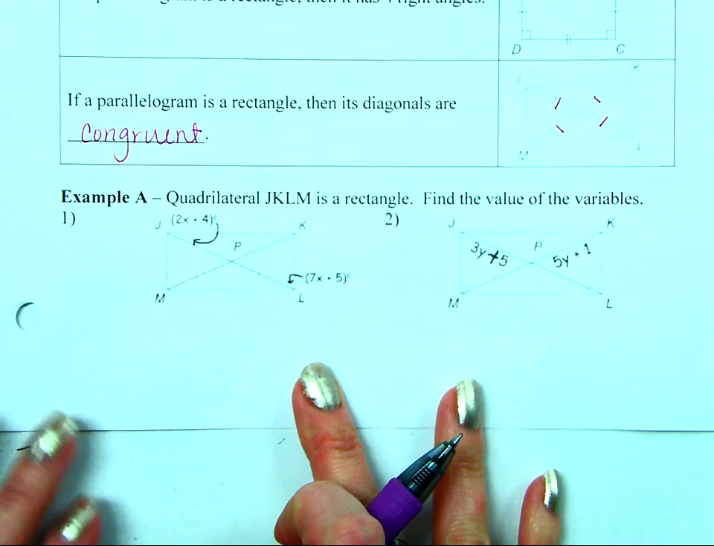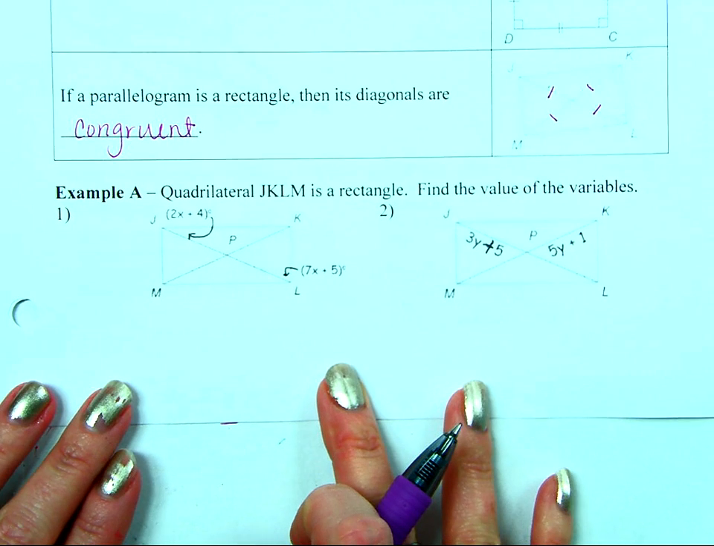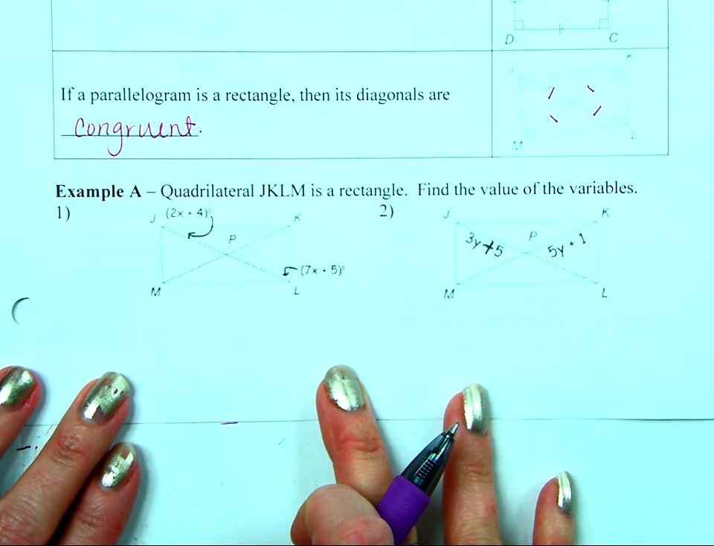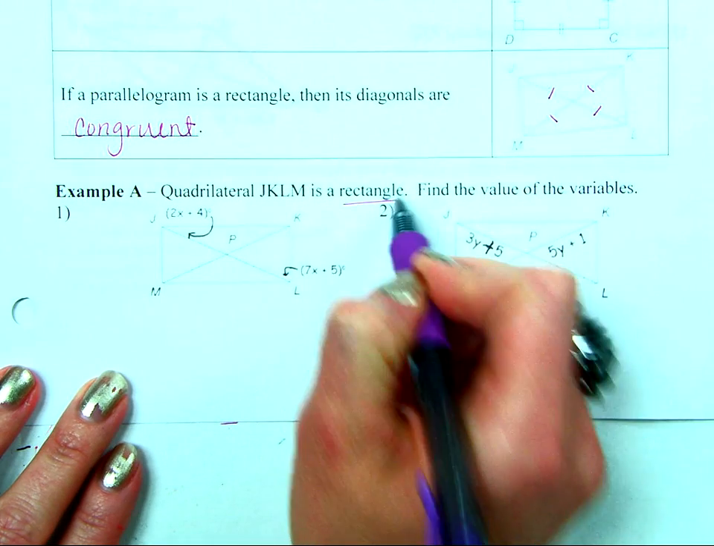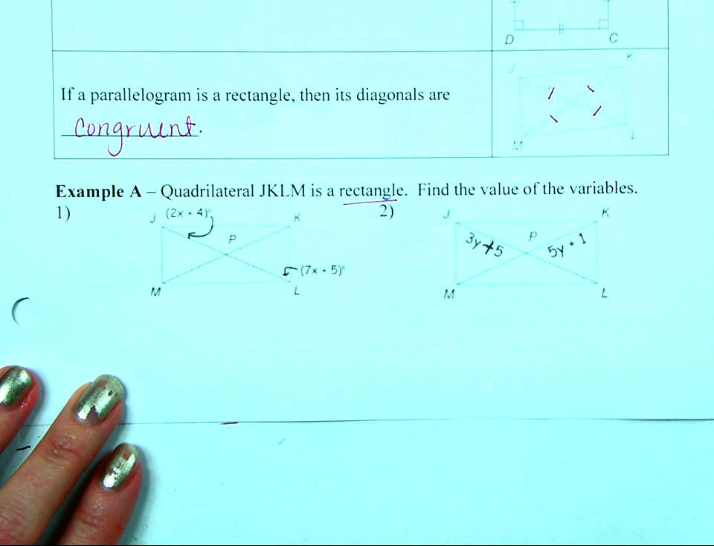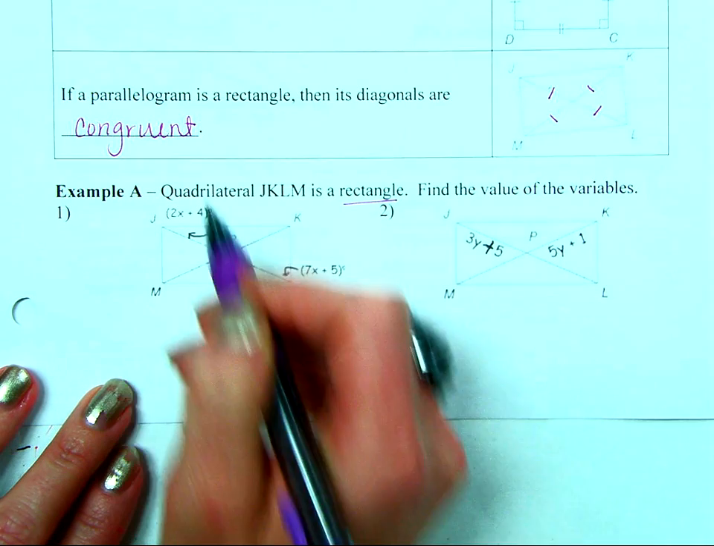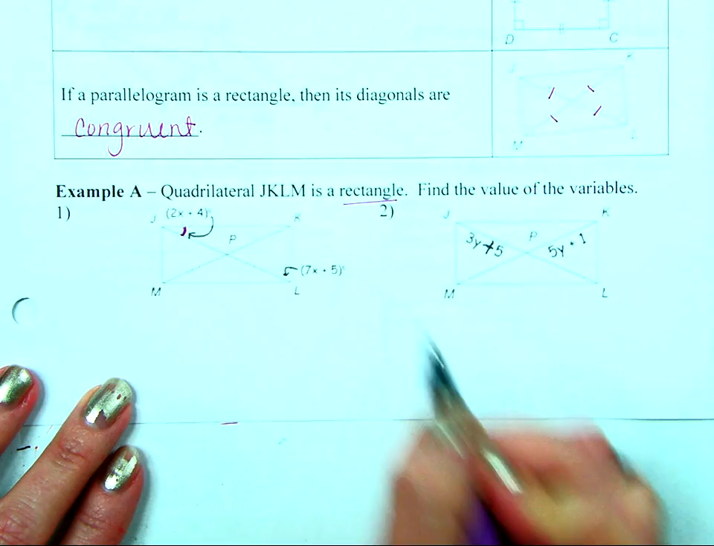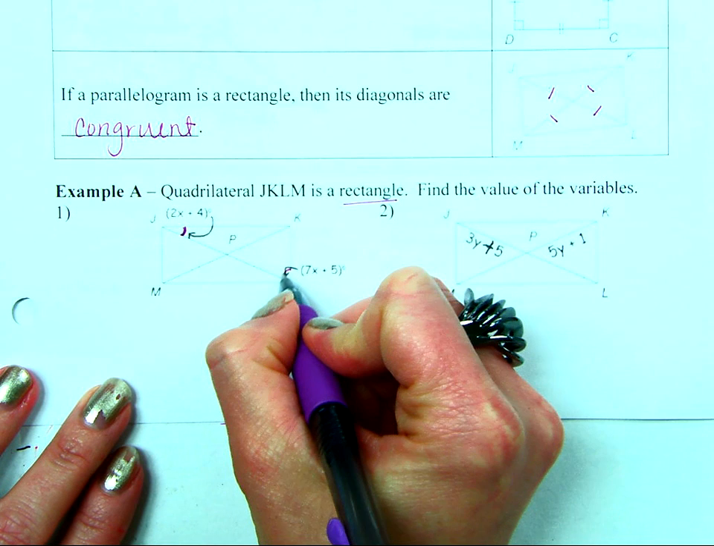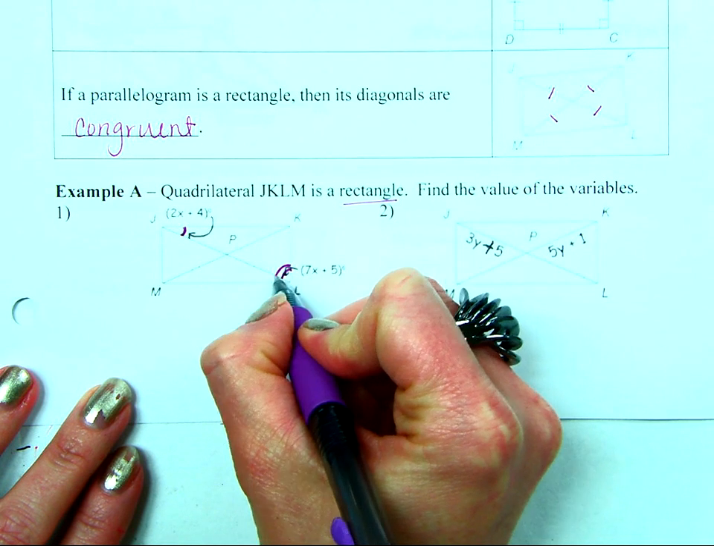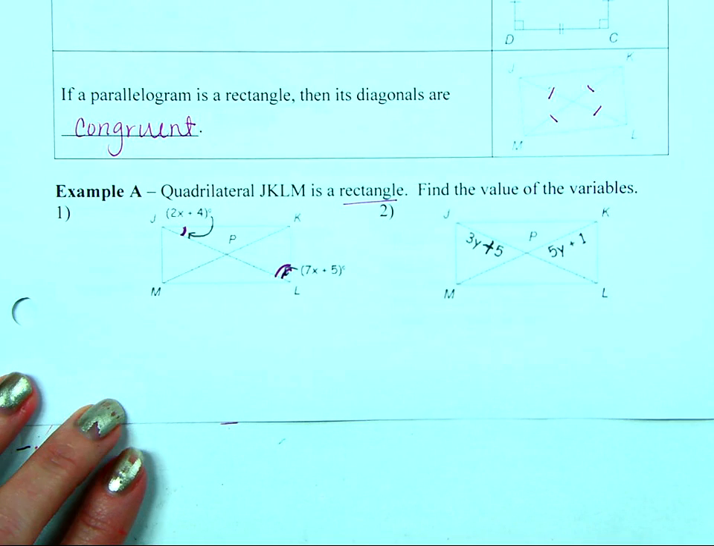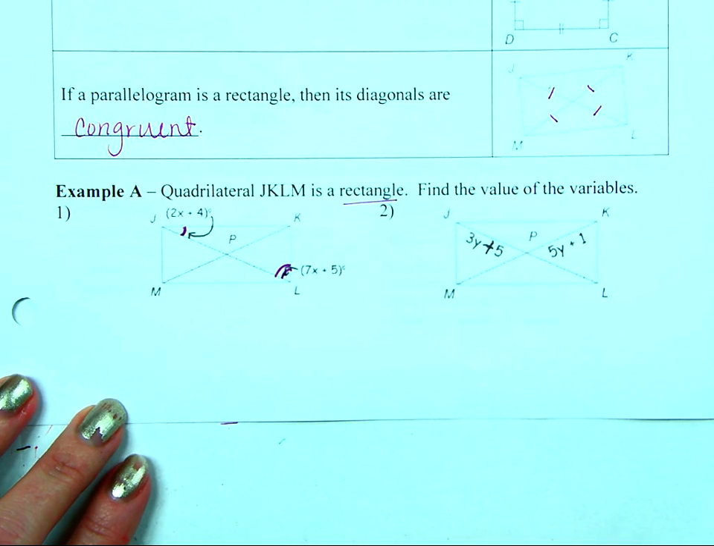Looking down below, my quadrilateral JKLM, in both examples 1 and 2, is telling me it is a rectangle. The first one has 2x plus 4, my angle right here, and 7x plus 5, this angle here. Now I'm wondering about finding my value for x. Do those 2 angles equal? No, they do not equal.